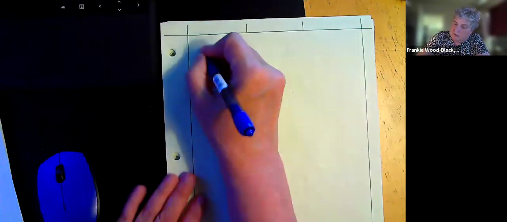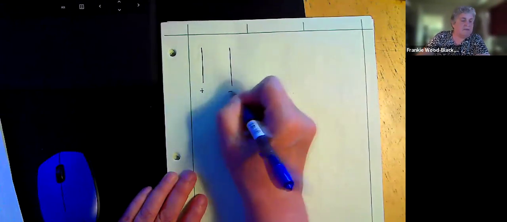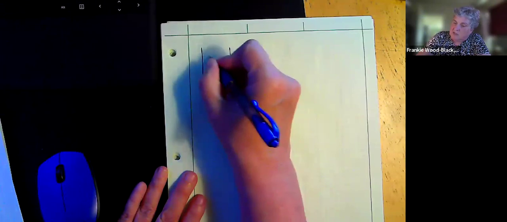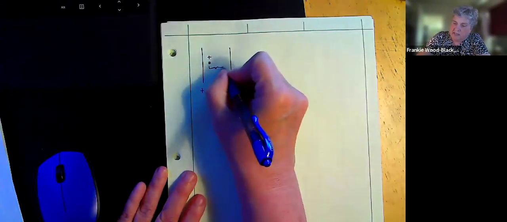So I'm going to have a device. I've got a plate that's a positive plate, and I have a negative plate. In this case, we're going to use a proton, so this is a positive charge. We're going to move it a distance.